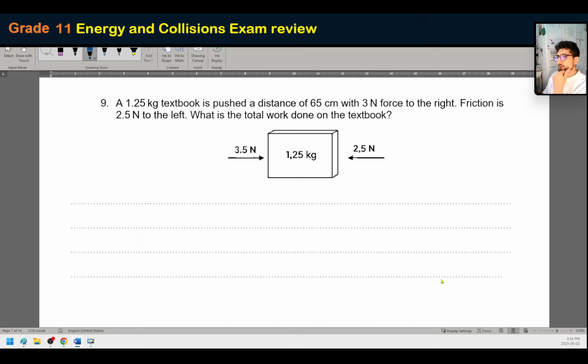Okay, so immediately I'm noticing something, which is that this is in centimeters, and remember, we don't work with centimeters, we work with meters. So the first thing I need to do is change the centimeters to meters, and the way I change centimeters to meters is divide by 100, because there's 100 centimeters in a meter. So that's going to be 0.65 meters. So that's the first thing you should do. If you see grams, you change it to kilograms, and if you see centimeters, you change it to meters.